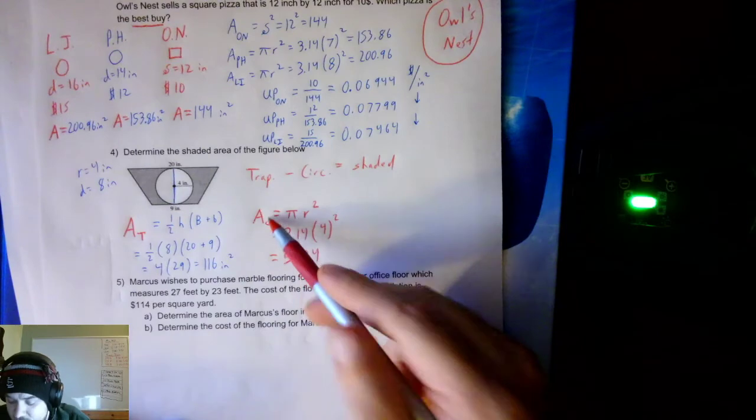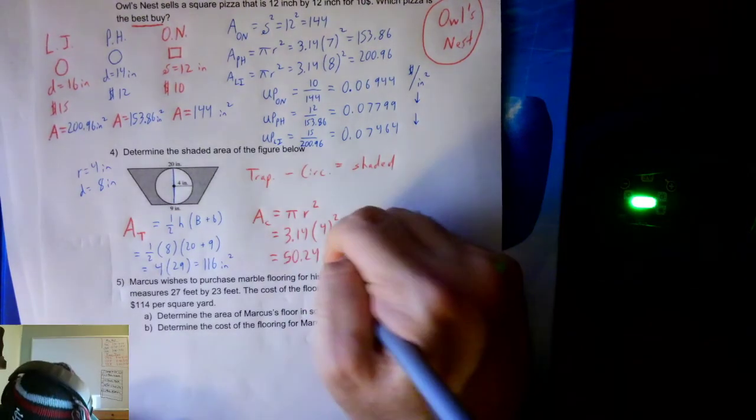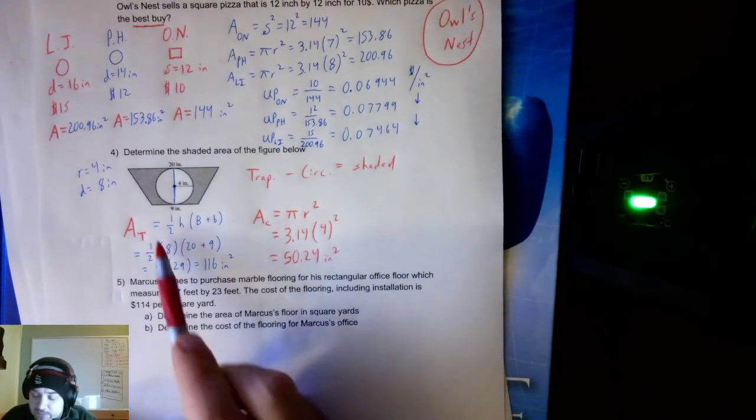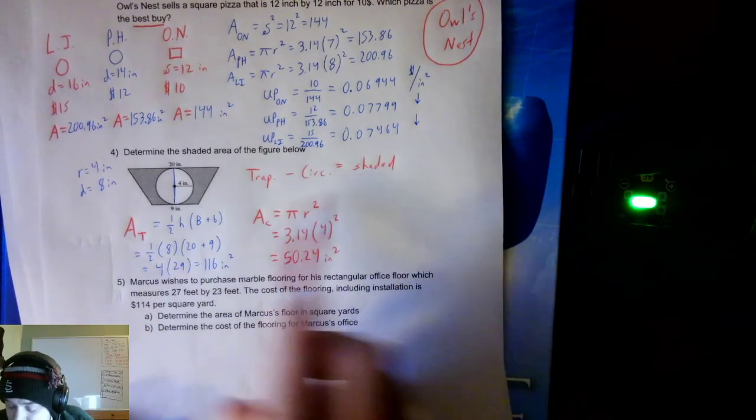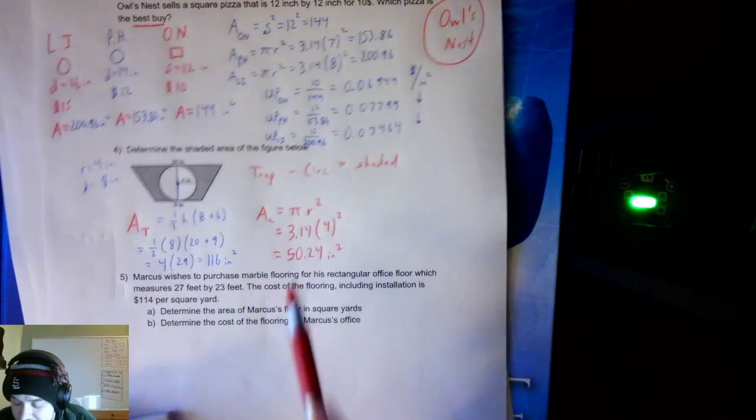So the area of my circle was 50.24 inches squared. So I have my trapezoid, I have my circle. Now I can find my shaded area, right? I take the trapezoid and take away the circle.